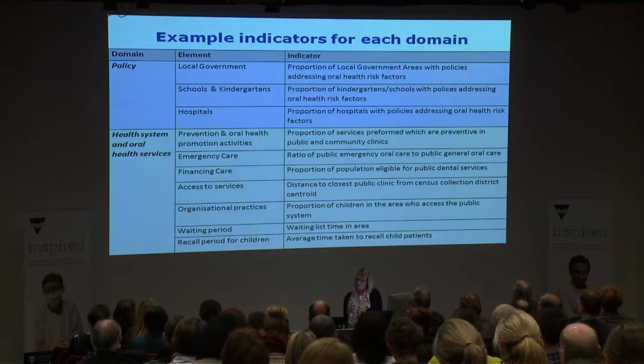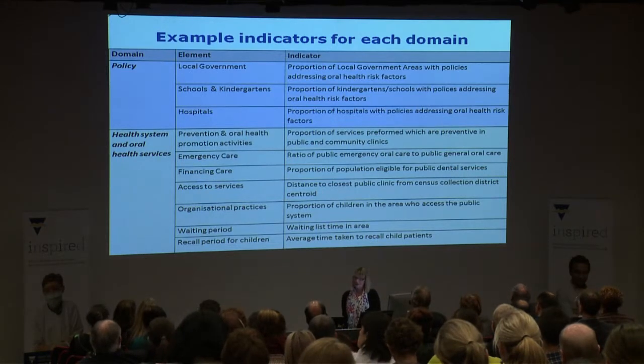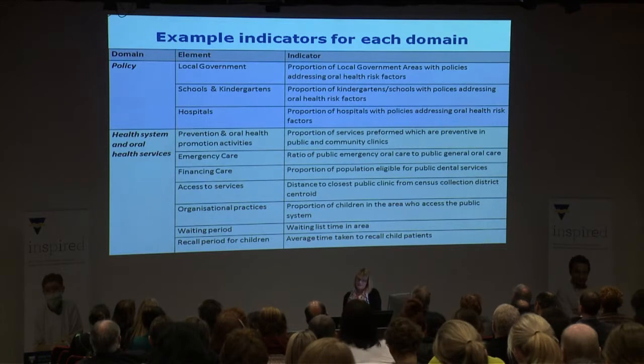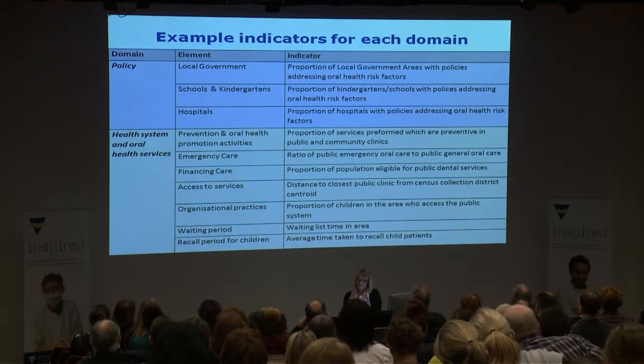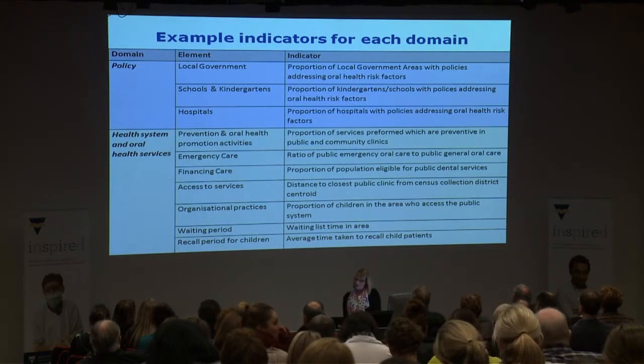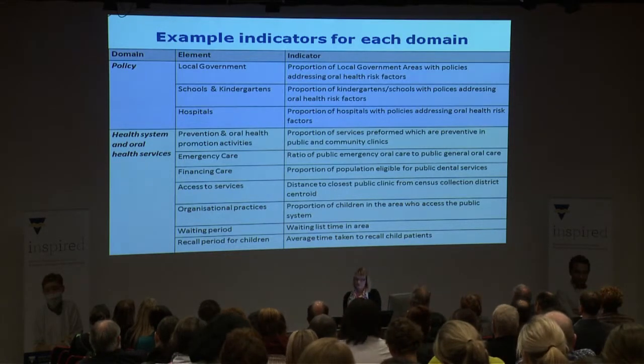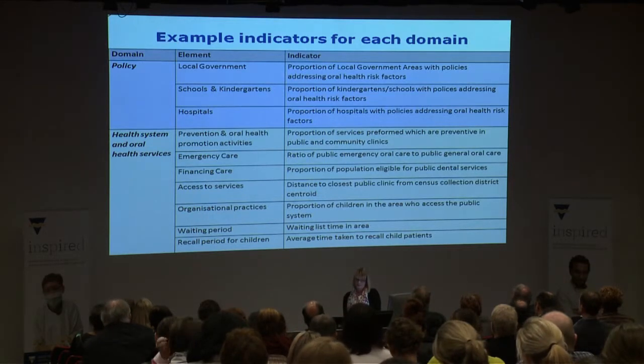So some examples of the indicators for each of our domains. Under policy we had local government policies, so whether or not local government areas had policies that addressed oral health risk factors. Under health system and oral services we had emergency care, for example, the ratio of public emergency oral care to public general oral care, and waiting periods, so we looked at the waiting lists in each area.